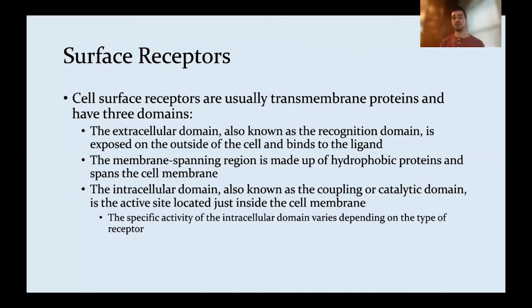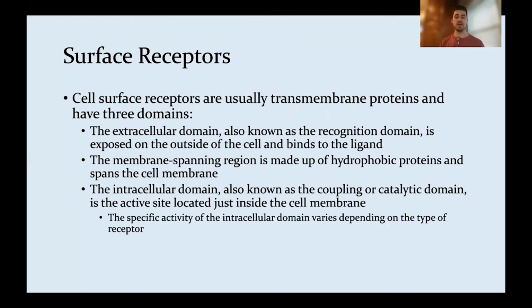So we have the extracellular domain that we spoke about before, which is also known as the recognition domain. And it's exposed on the outside of the cell, and this is what binds to the ligand. So this is what starts the signal cascade. It's sticking outside of the cell, hence the name extracellular. And it recognizes the specific ligand for that receptor. So that's also why it's known as the recognition domain.